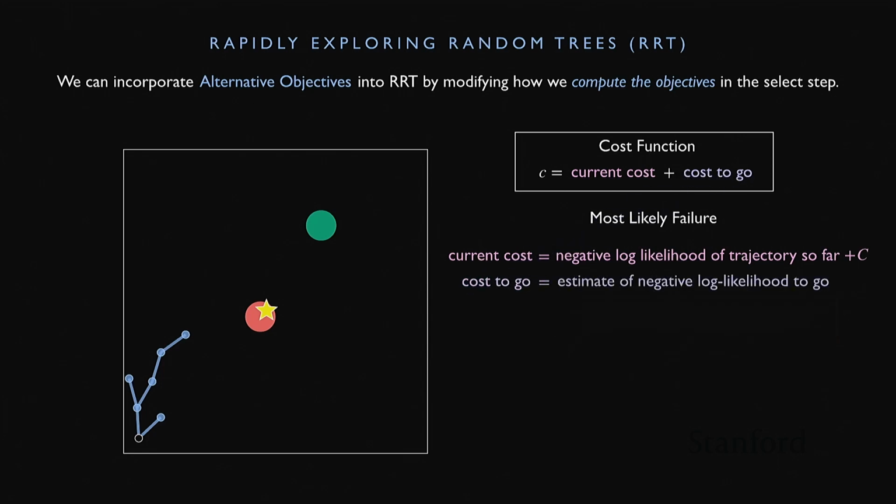Okay, and then finally, the cost to go is we're going to need some way to basically estimate the negative log likelihood that we have left. So there's various ways to do this. There's no kind of super straightforward, obvious way.